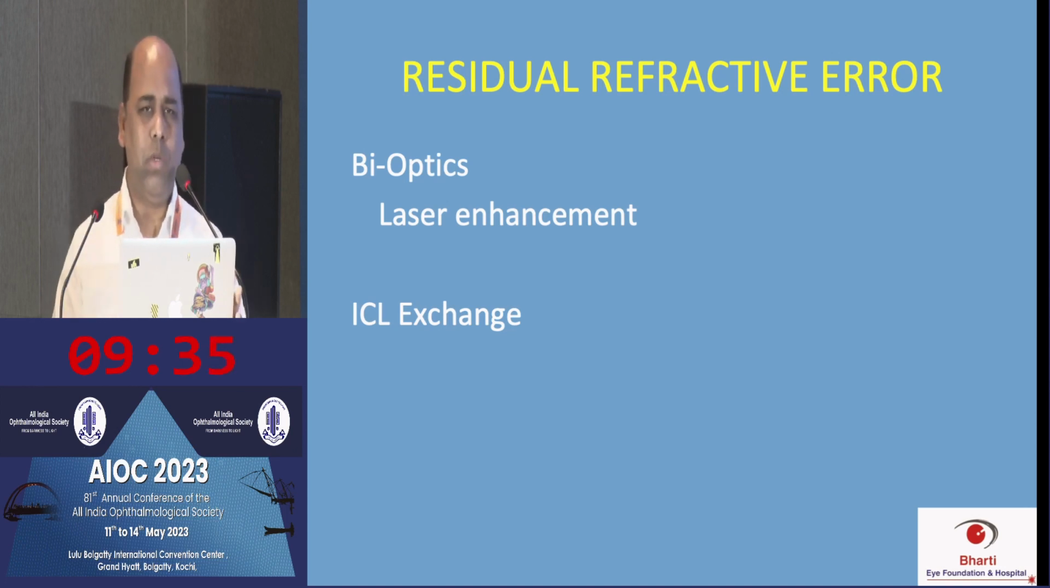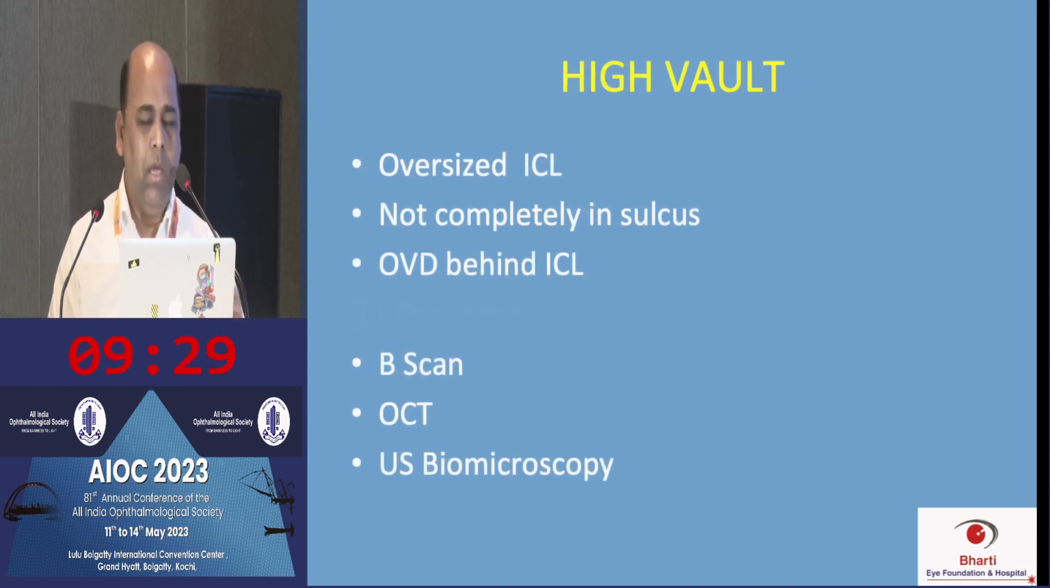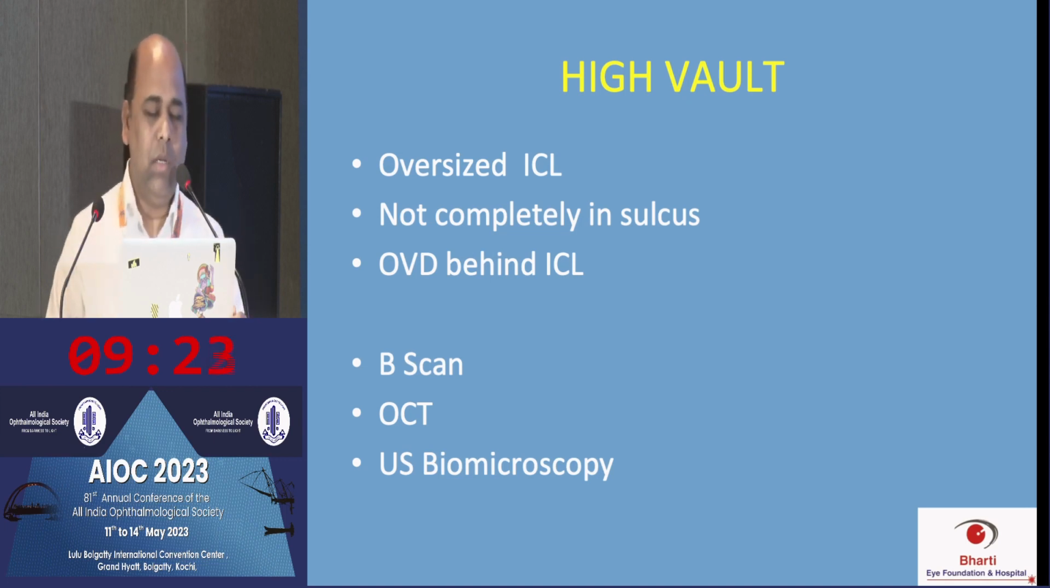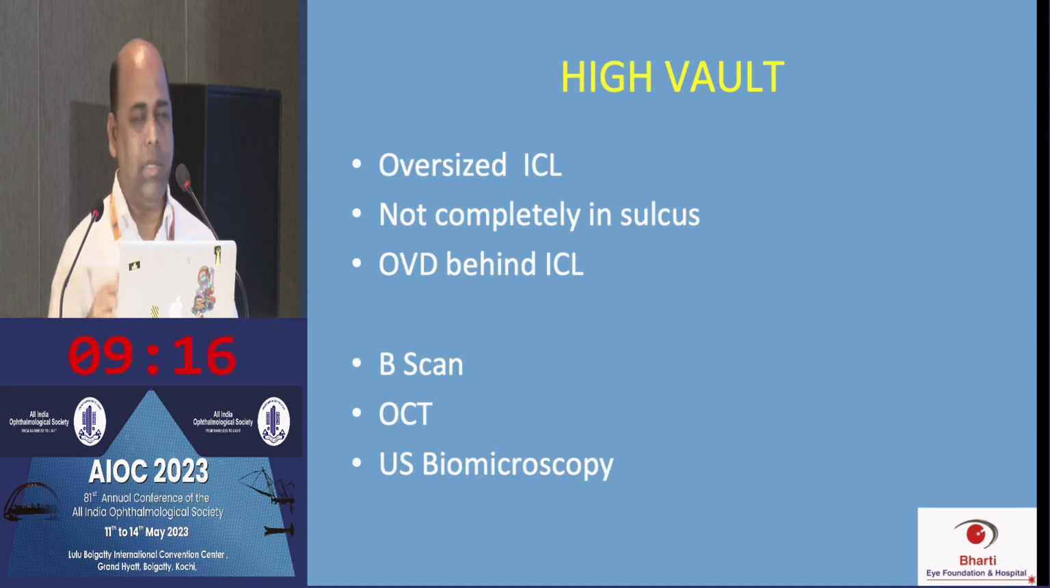If there is too much disparity in the outcome, then you can exchange the ICL and put the correct ICL. In cases of high vault, the oversized ICL is not completely in the sulcus, and sometimes OVD is behind the ICL. So you have to look for them. If there's more OVD behind the ICL, the pressures will be high. So you need to remove it.